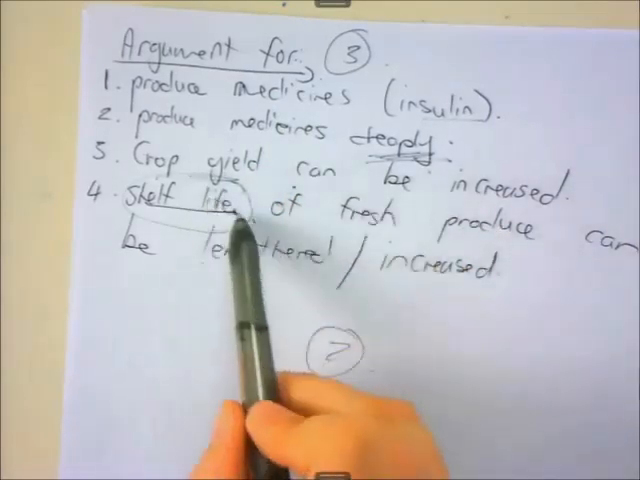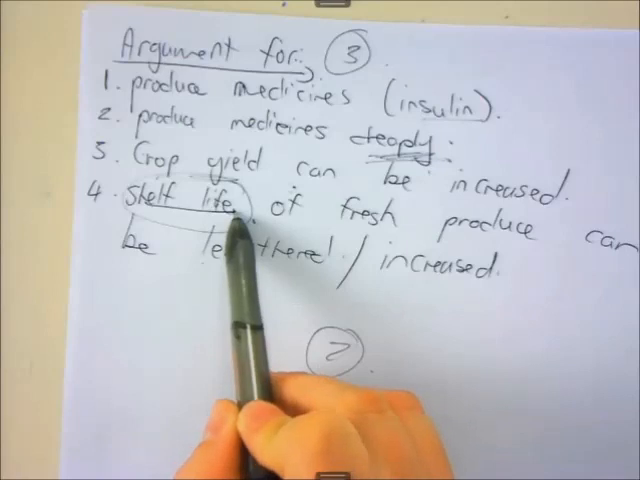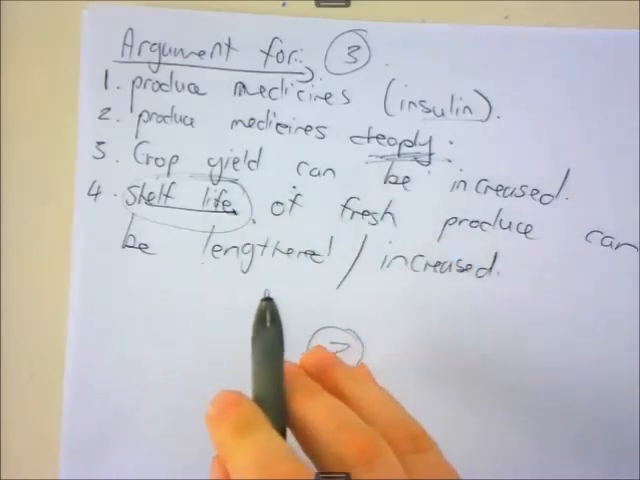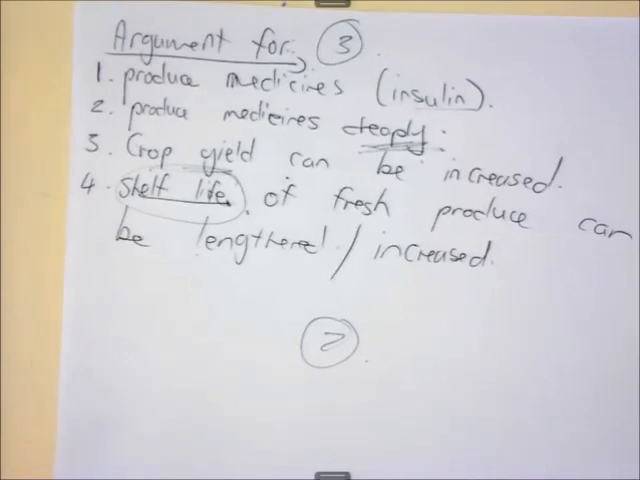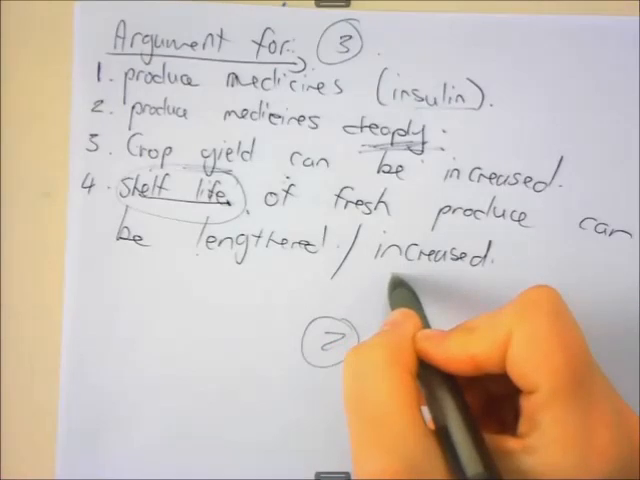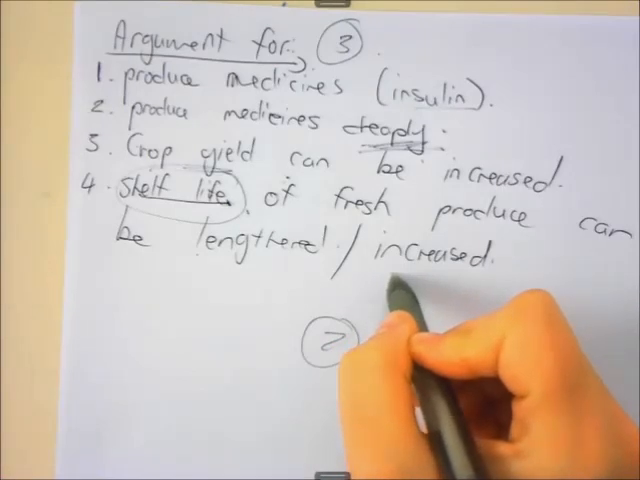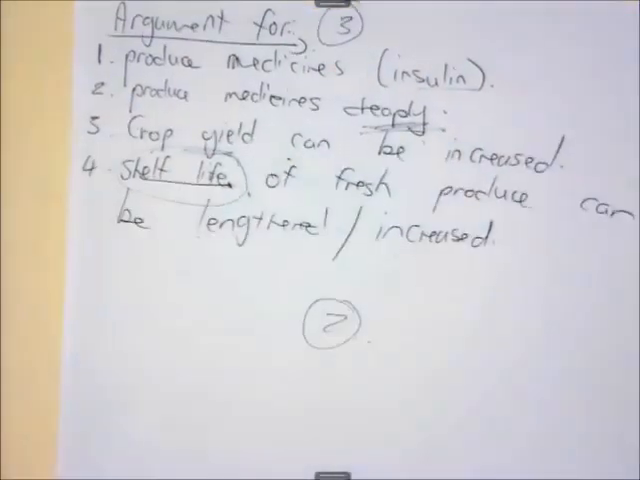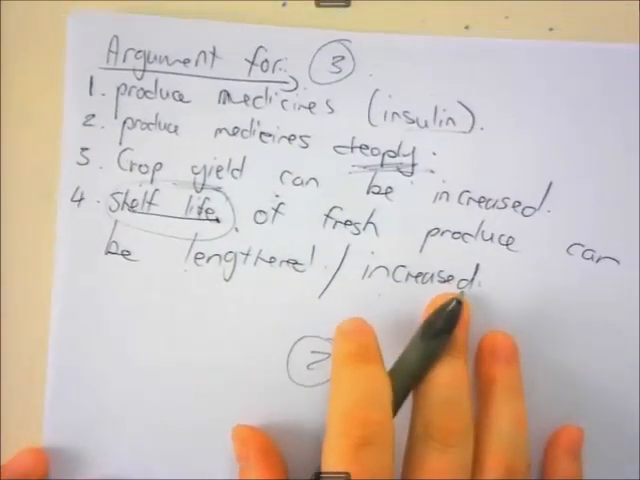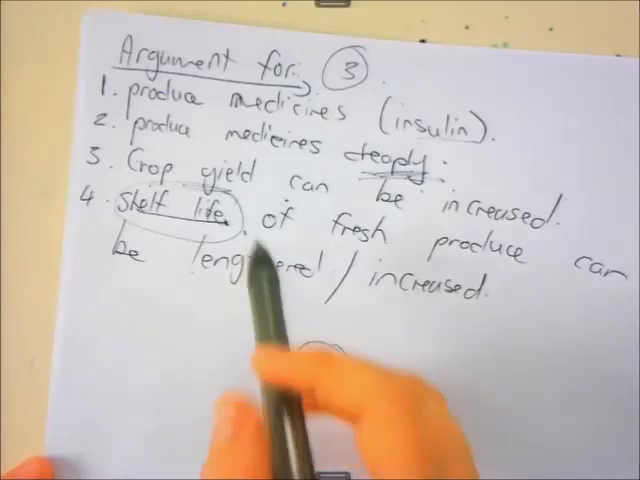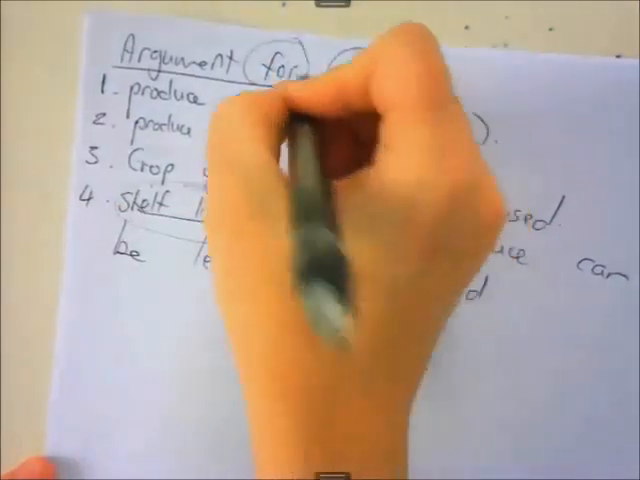So if we are able to lengthen the shelf life, it's going to reduce food wastage, and it's also possibly going to allow people who don't have facilities like fridges to have better access to fresh fruit and veggies, because the shelf life has been lengthened. So those 4 are just 4 of the arguments that you can use in support of genetic engineering.